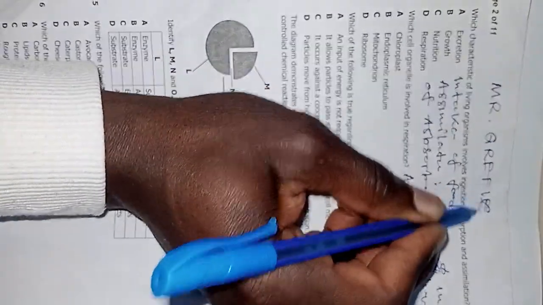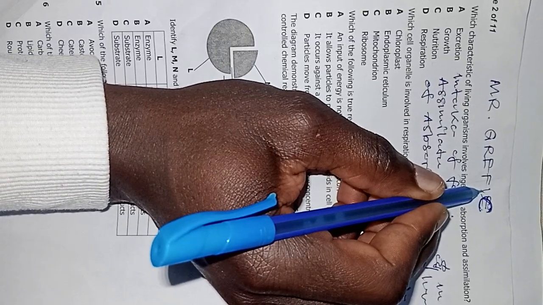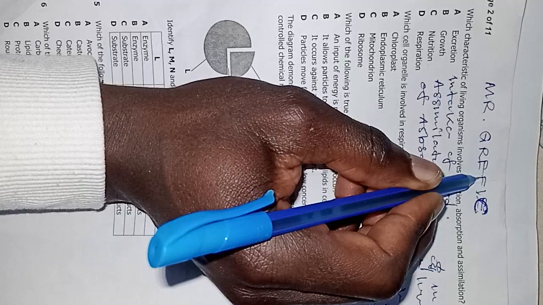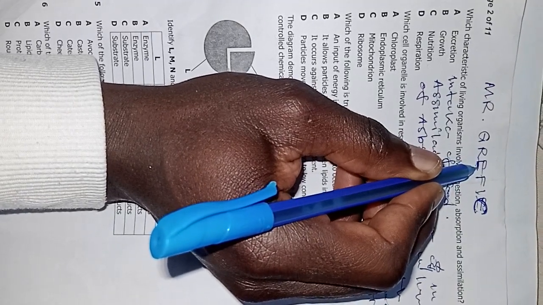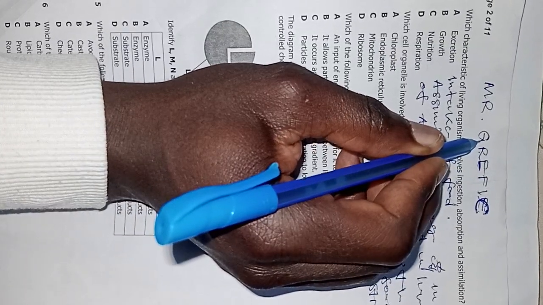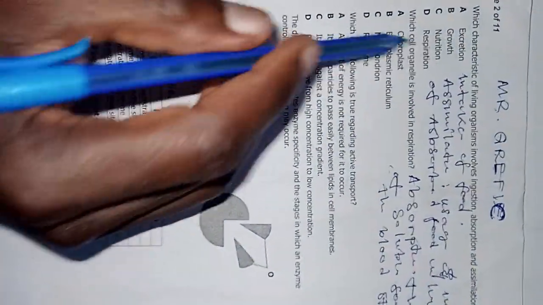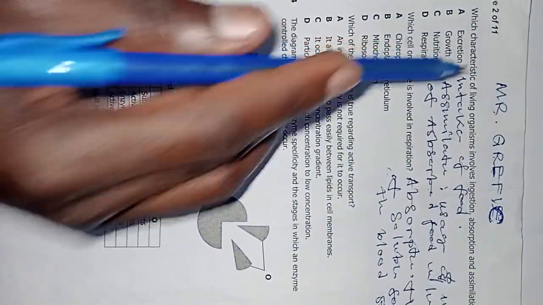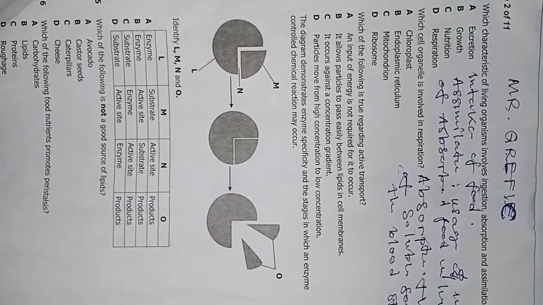Under Mr. Graphic, C represents cells, I represents irritability, F represents food or feeding, another F represents excretion, E excretion, R represents respiration, G represents growth, R reproduction, and M is movement. So what do we understand by the term excretion? Excretion is defined to be the removal of toxic waste metabolic products from the bodies of living organisms.